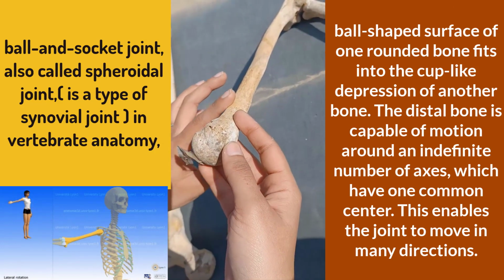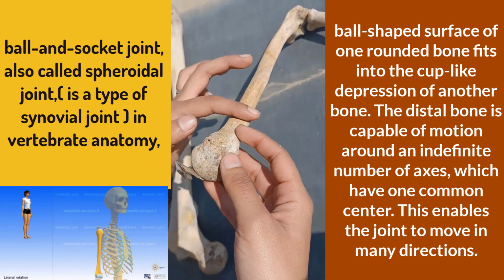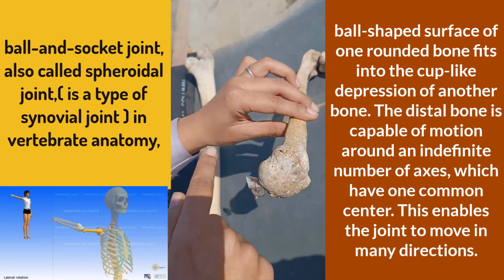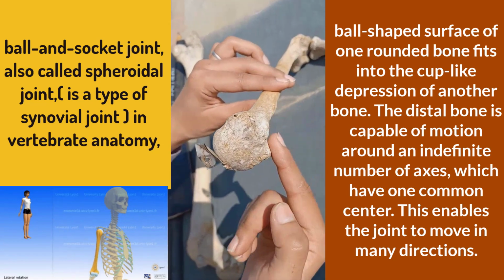Your hand is attached to the shoulder through the ball and socket joint. So that's all about the ball and socket joint.